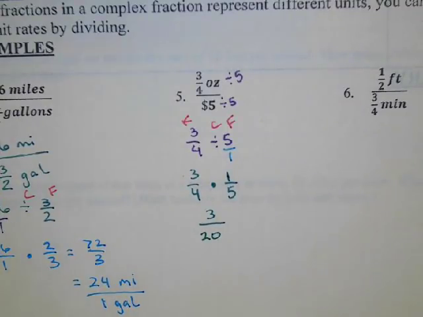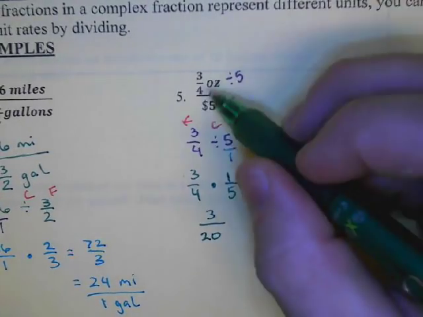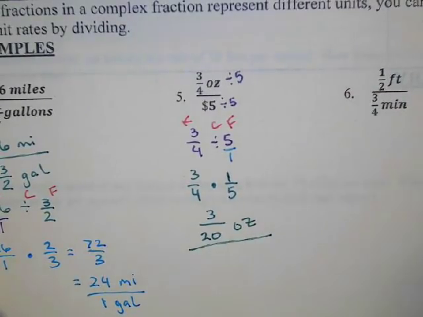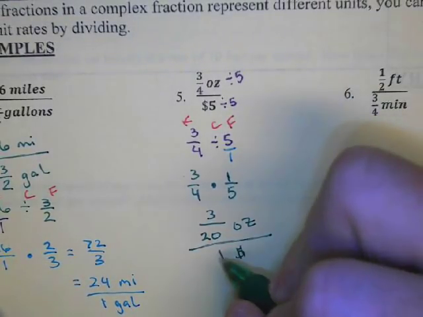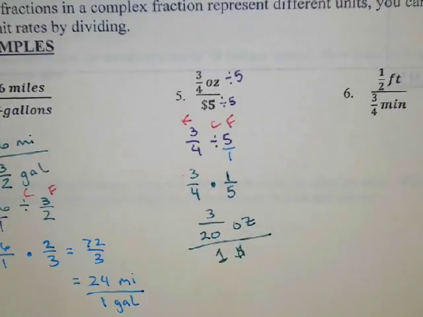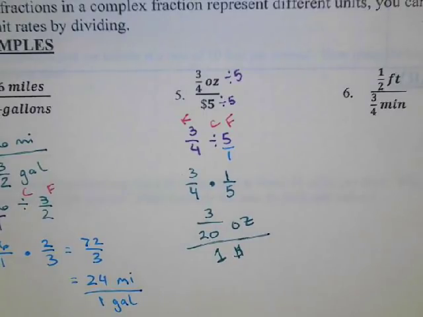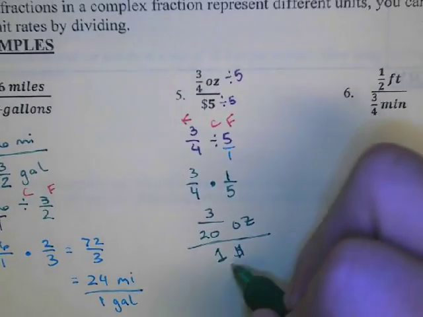So we get 3/20 ounces per $1. So for every dollar we spend, we'll get 3/20 of an ounce. And this is our answer.